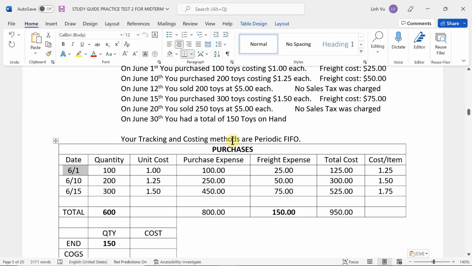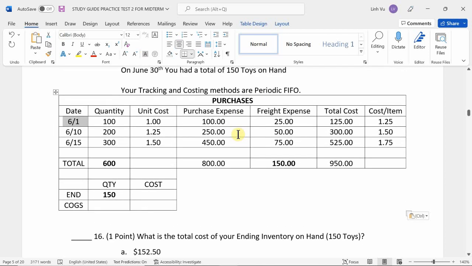Now, here's the difference. This time, my costing method is FIFO. What do I do with FIFO? If I sold a total of 450 units, which batch of inventory am I going to sell from first? The first one, 100. The whole entire amount at $1, which we know to be $100. How much more do I need to keep selling? I only sold my first 100. I need to get a total of 450.